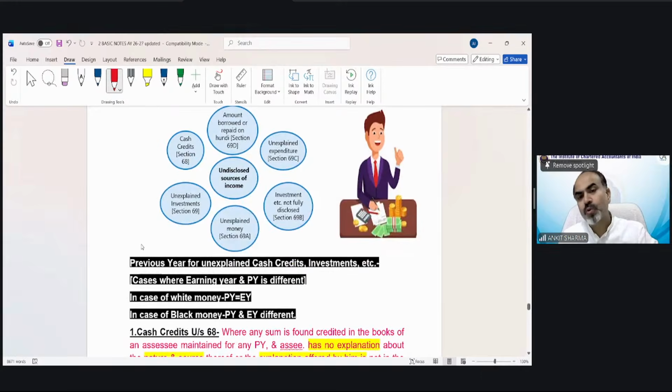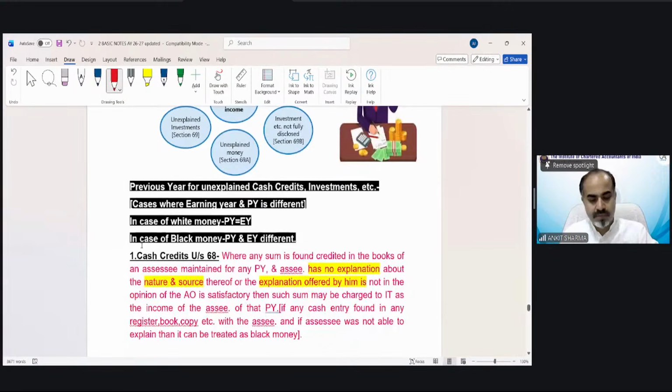So for undisclosed source of income, we have 6 separate cases. And now you can see the previous year for unexplained cash credit and investment. The concept we are discussing is what would be the previous year in case of escaped income or unexplained cash credit: the year in which the department comes to know. So these are cases where the earning year and previous year are different. In case of white money, the previous year and earning year would always be the same. In case of black money, or in these 6 cases, the previous year and earning year will always be different.